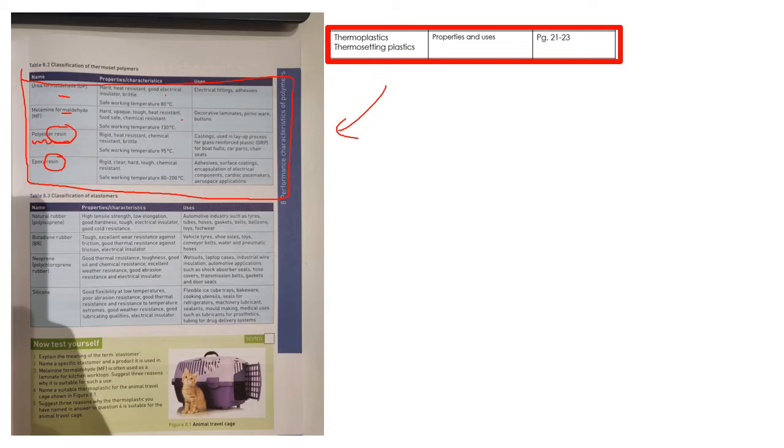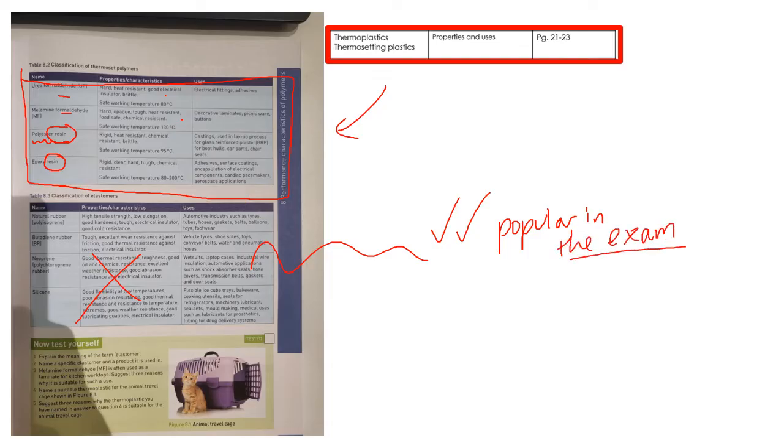I can tell you now there are no elastomers in the paper, but I would still recommend that you look at this. If you've looked at it already, that's good, because they are very popular in the exam. They're always coming up. They always love an elastomer. They're always in the exam, apart from this one.